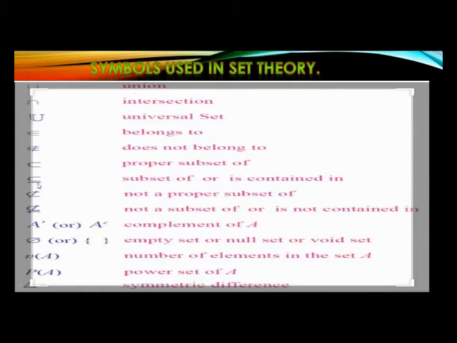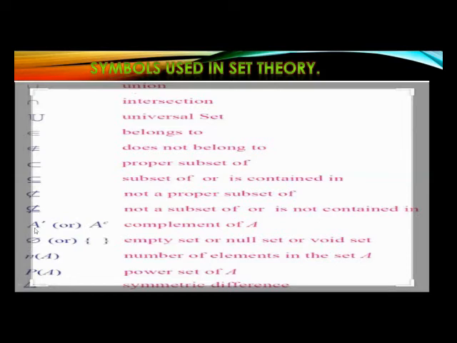After that, we have this symbol. This represents subset or is contained in. If over this symbol you have a line, it means not a proper subset of. The line represents not. If the symbol is the same, but we have the line, it means not a subset of or is not contained in.